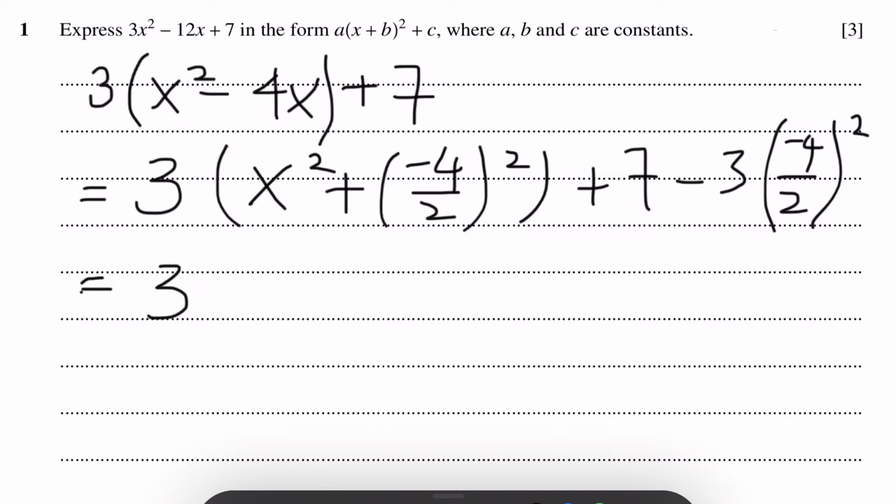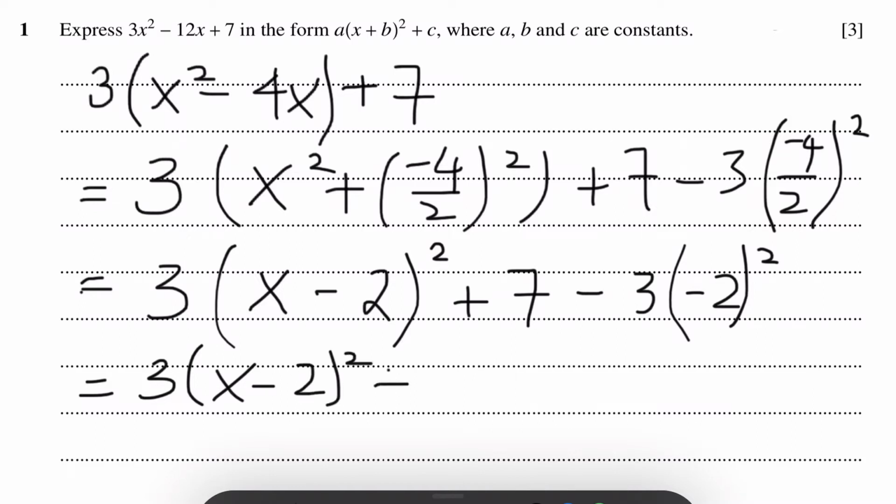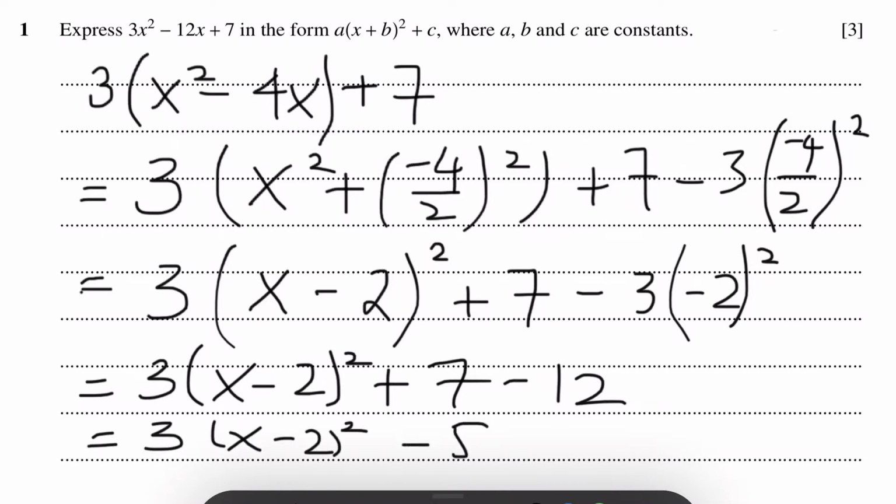Now this will give you 3(x minus 2) to the power of 2 plus 7 minus 3 multiplied by negative 2 squared. This will give you 3(x minus 2) squared plus 7 minus 12. So you will get 3(x minus 2) squared minus 5. Your numbers are a equals 3, b equals negative 2, and c is equal to negative 5.